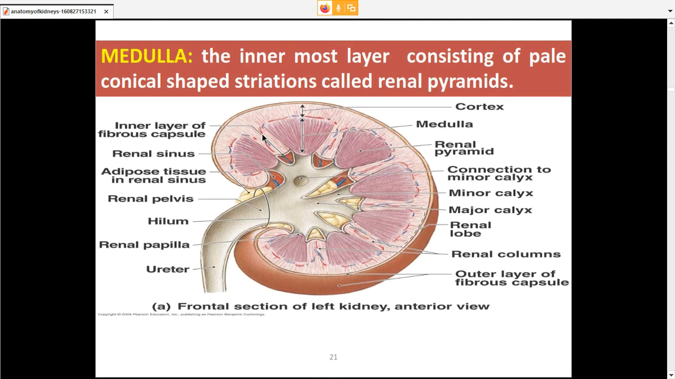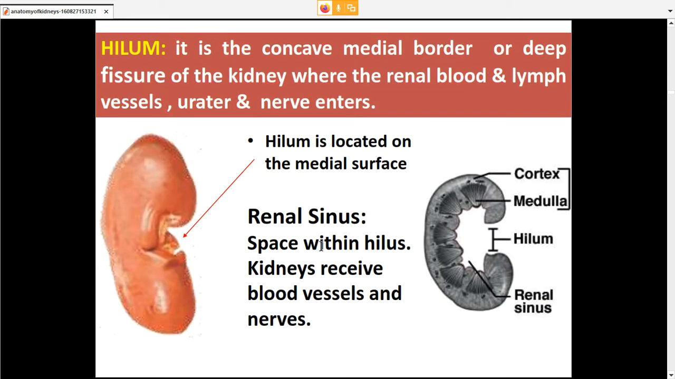Then the medulla. In the medulla, we can identify conical or pyramidal shaped striations called renal pyramids. These are the renal pyramids. Then the hilum. The kidney has two borders, the lateral border and the medial border. On the medial border we can identify an opening of the kidney called the hilum. Through the hilum, blood vessels enter the kidney, meaning arteries go inside and veins come outside, through this opening called the hilum of the kidney, which is present at the medial border of the kidney.